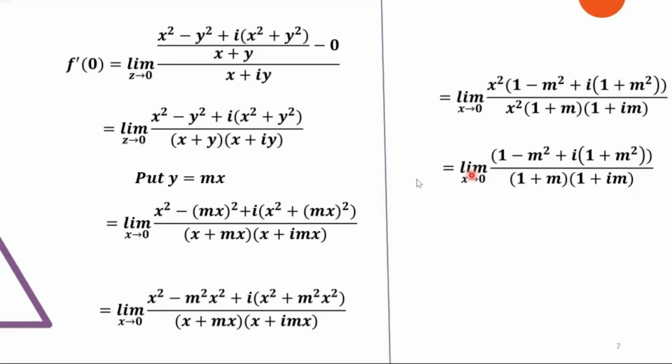If I took y as x, that is, when m is equal to 1, you will get a different value. When m is equal to 2, you will get another value. So as the value of m will change, the value of f dash of 0 will also change, which means that f dash of 0 is not unique, which means that f dash of 0 does not exist or the function is not differentiable.